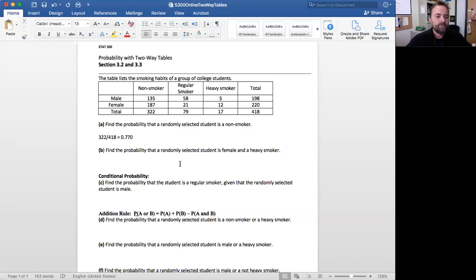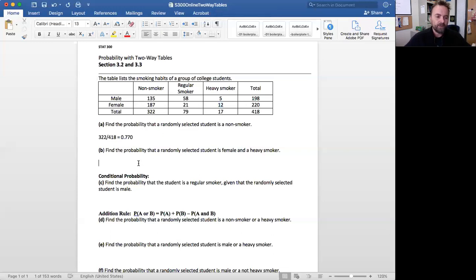Okay. The next one is a little more going on because it has that word "and" in it. It says, find the probability that a randomly selected student is both female and a heavy smoker. If it's a two-way table, you should be able to find that number in the cells of the table. Again, we're selecting from 418, so I know that's my denominator. Then I just have to locate how many students are both female and heavy smoker. That will be this number right there, heavy smoker and female. There's 12 of them.